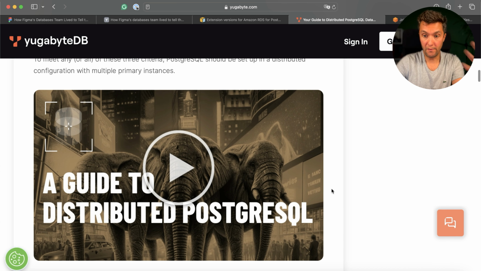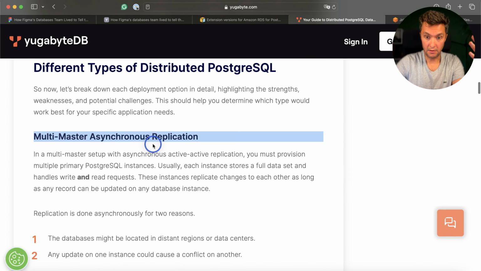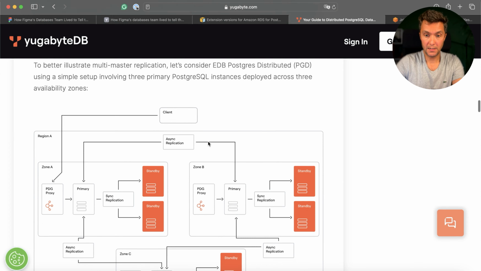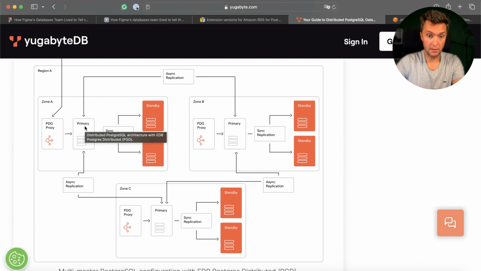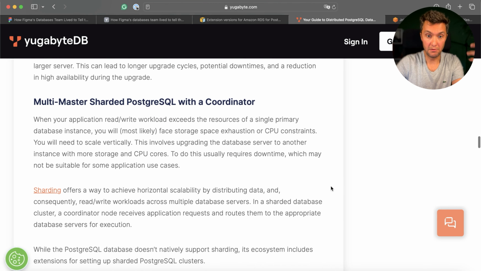But as a quick overview, we are going to discuss a multi-master asynchronous replication approach. In this approach, you deploy multiple instances of Postgres in several zones or data centers, and then your application can read and write from all of those instances in parallel. And then you use asynchronous replication to make sure that the changes are synchronized across the database instances. With this approach, the primary instances by design scale vertically, and this will not work for the Figma team, which means that they might want to consider other options.